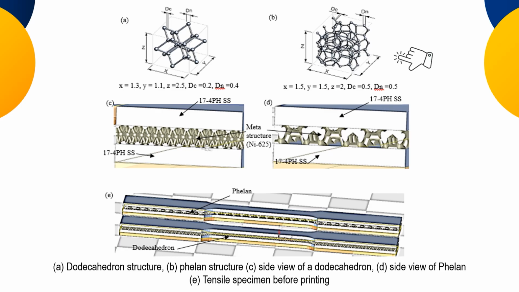Similarly, in picture B you can see the dodecahedron, and this is the printed part. This is 17-4 PH stainless steel, the lower part and the upper part, and in between I have used a metastructure of nickel 625, which is basically Inconel. Here is the dodecahedron case, and this is the case with the infill structure, and the number of nodes, etc., we can basically control. And these are the tensile specimens that have been prepared.